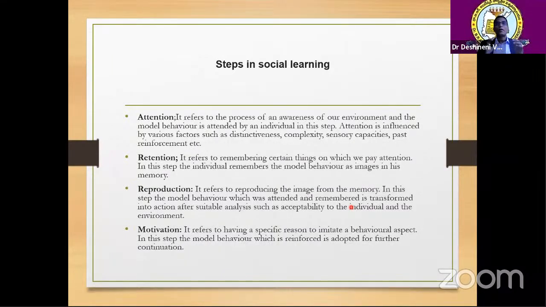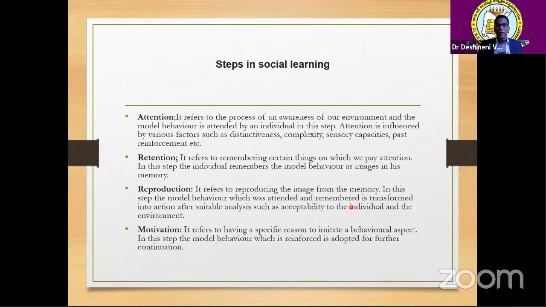For example, when a particular individual pays attention to something, learns it, retains it in the mind, and then wants to show that particular learning component in his or her behavior form, that is known as reproduction.